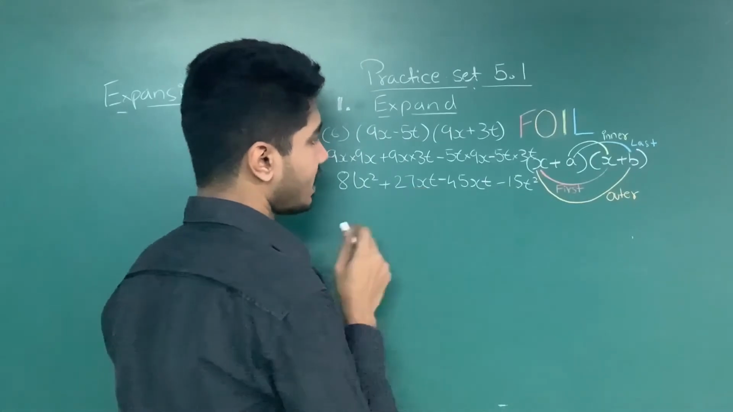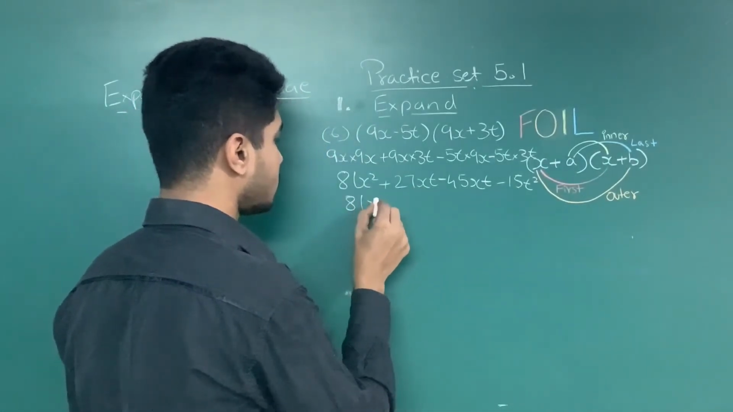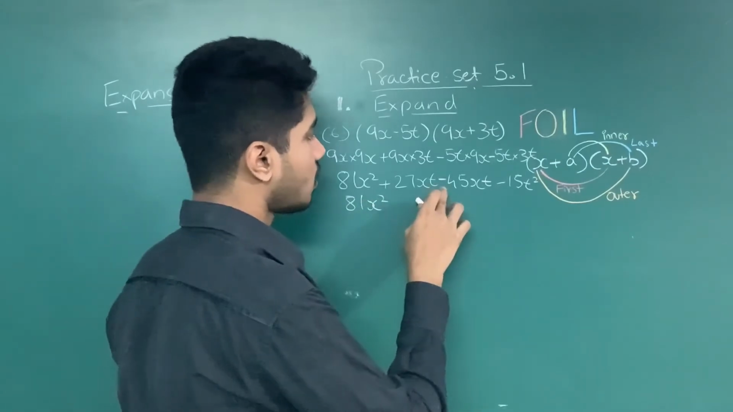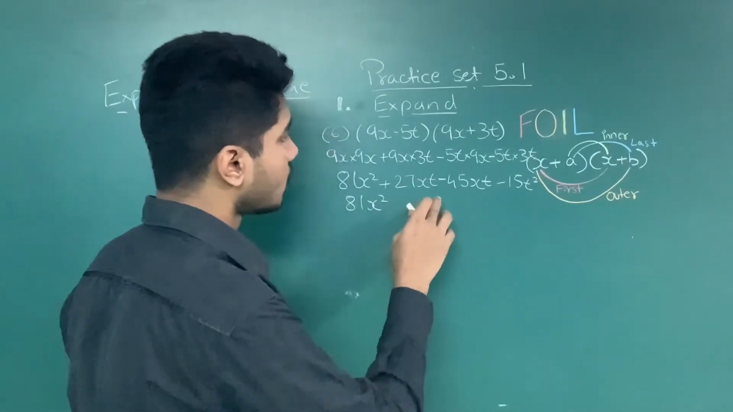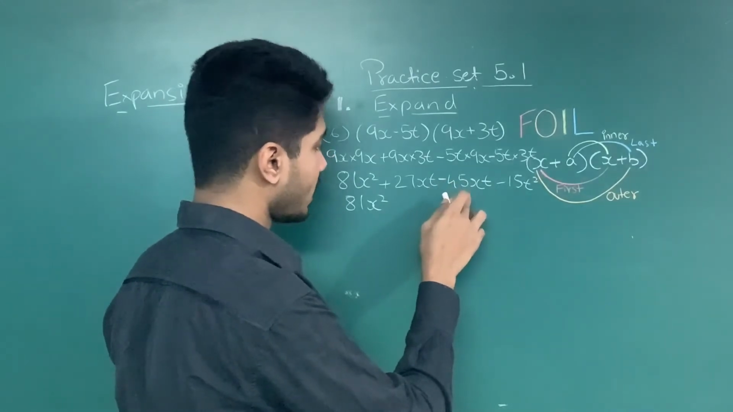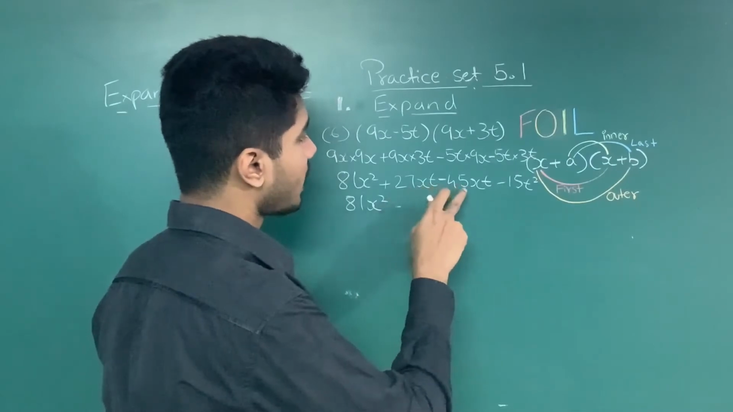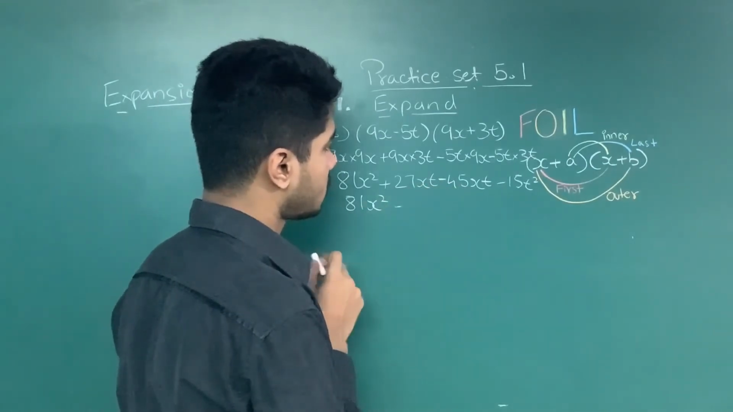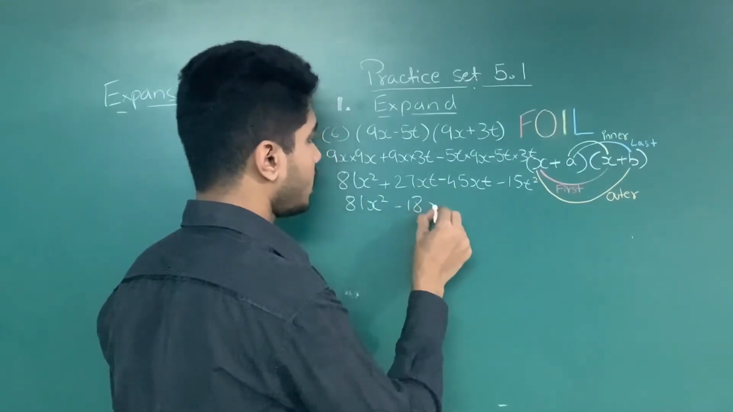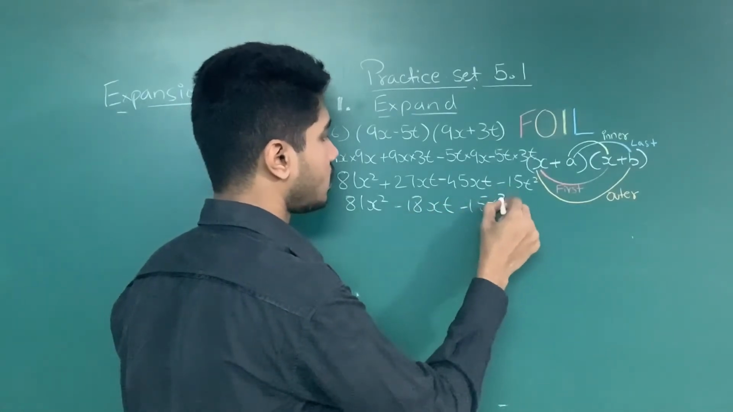So 27xt minus 45xt. When you subtract, the sign of the answer will follow the 45, so you will get the answer in negative. So 27 minus 45 is nothing but minus 18xt, and this will give me minus 15t square.